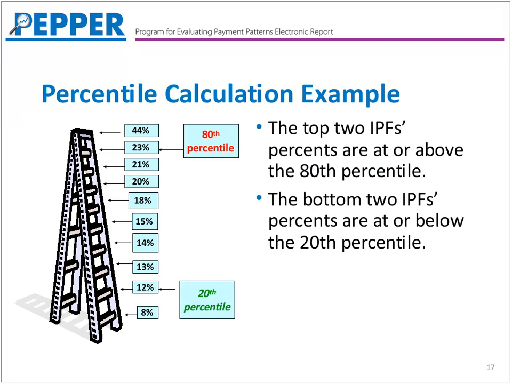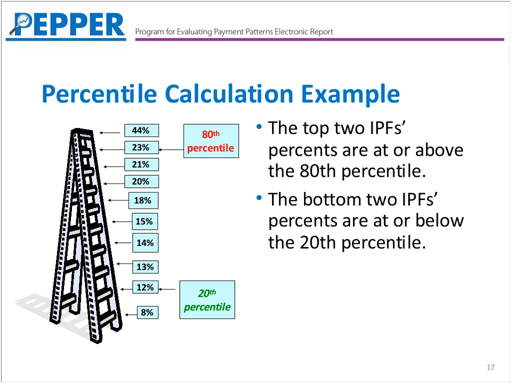Before I go into the review of a PEPPER, I always like to include this slide in my presentations, which sort of helps people get geared up in their mind for how we calculate percentiles and what that means in the PEPPER. We use the percentile value to identify outliers for each of the target areas. So if you're a high outlier for a target area, that means that your target area percent is at or above the national 80th percentile. If you're a low outlier for the comorbidities target area, that means that your target area percent is at or below the national 20th percentile.